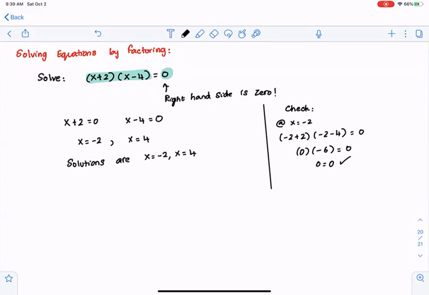So it works. At x is equal to 4, I would have 4 plus 2, and 4 minus 4 equals 0. 4 plus 2 is 6. 4 minus 4 is 0. 0 equals 0. It works. So the solutions are negative 2 and positive 4. Those are the only two numbers that would satisfy the given trinomial in factored form on the left-hand side.